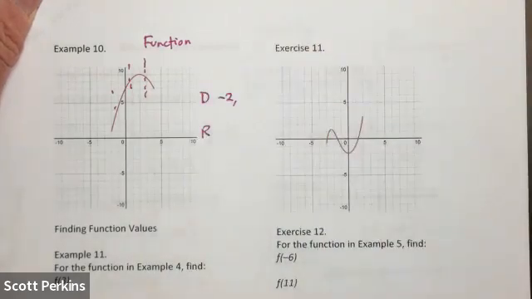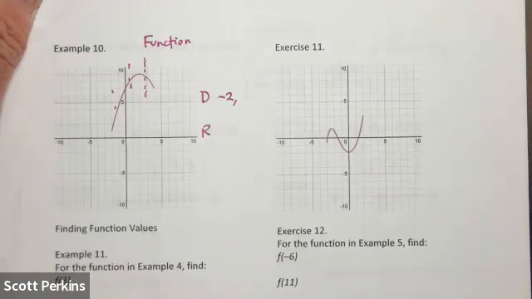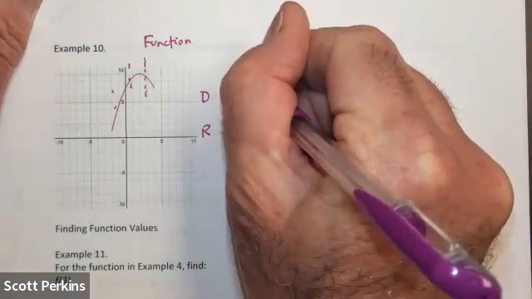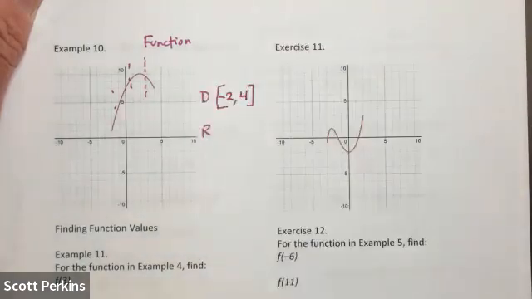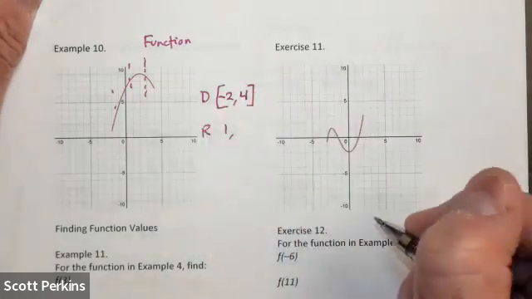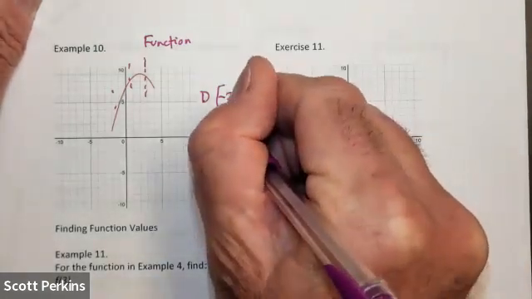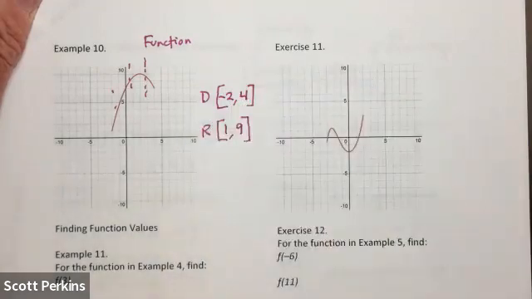I will never try to trick you. It's never going to be like -2.1. If it looks like -2, it is -2. And then what's the highest x value on this one? 4. And then the range. What's the lowest y value? 1. And what's the highest y value? 9. Great. I just have a bunch of these because reading graphs is a preeminent skill in this class.